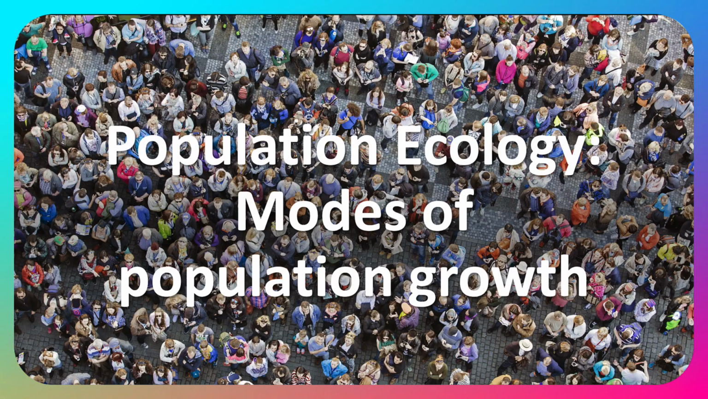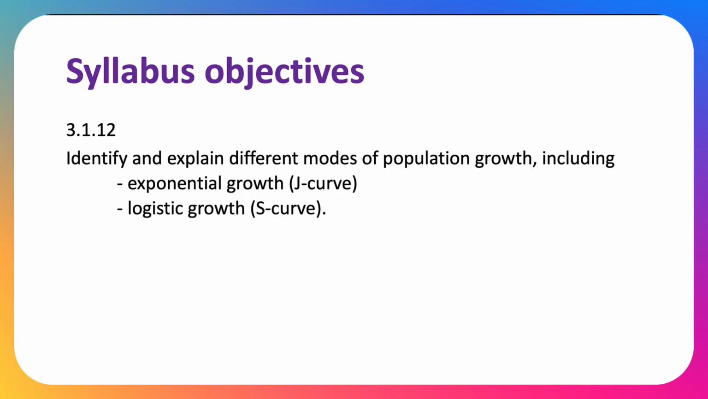So let's have a look at modes of population growth. Now, this is only one of a number of videos that I've made about population ecology, so please make sure you check out them all. The syllabus objective here is to be able to identify and explain the different modes of population growth, including exponential growth, which is a J curve, and logistic growth, which is the S curve.